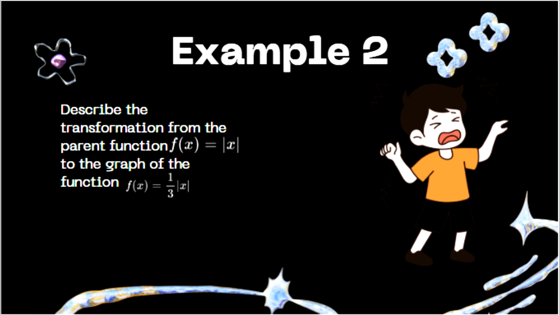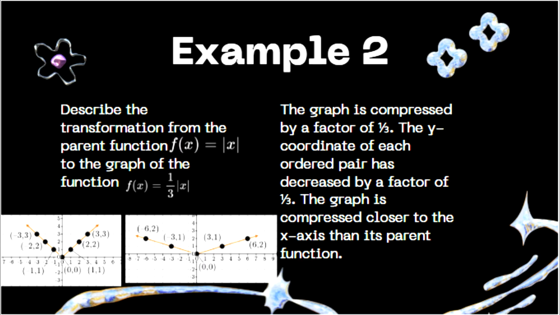Here's example number 2. Describe the transformation from the parent function f of x equals the absolute value of x to the graph of the function f of x equals 1/3 times the absolute value of x. If you look at the graphs, you can see that the dilation is a compression. It's being squashed down and getting fatter by a factor of 1/3. That makes sense. Fractions are compressions. They're getting fatter. The y-coordinate of each ordered pair has decreased by a factor of 1/3.